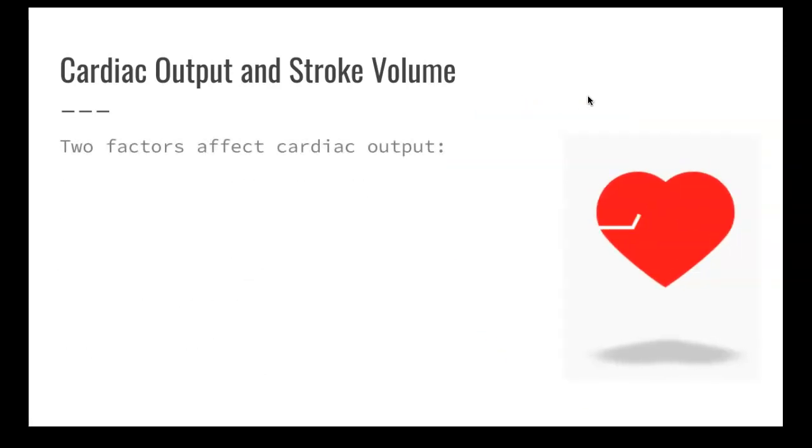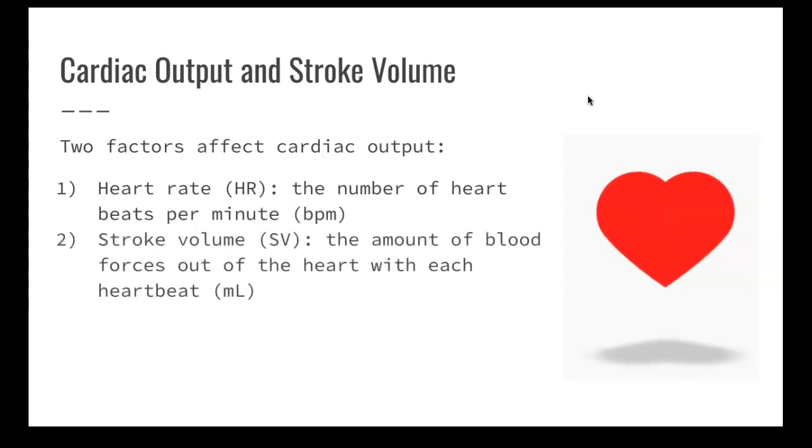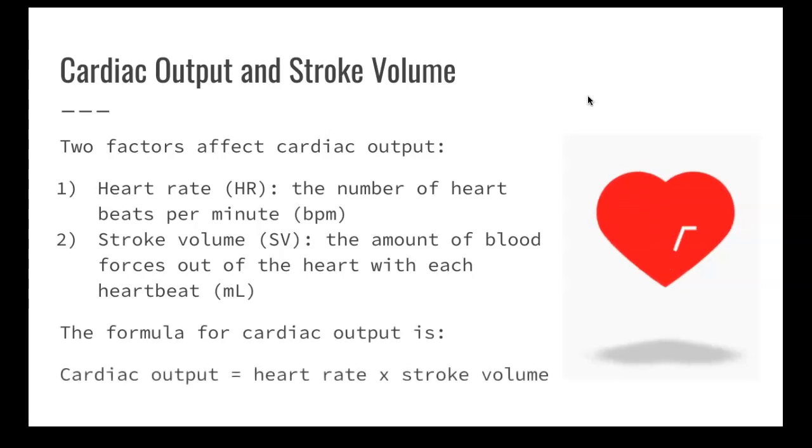So, in order to actually calculate cardiac output, we have to take into consideration two things. First of all, we have to know how fast your heart is beating, so how many times it beats per minute. Beats per minute is the actual unit, and stroke volume is the actual amount of blood that your heart can basically pump every single heartbeat. So we measure this in milliliters. And to calculate cardiac output, we use the formula: cardiac output is equal to heart rate times stroke volume. So you're just multiplying the numbers together.